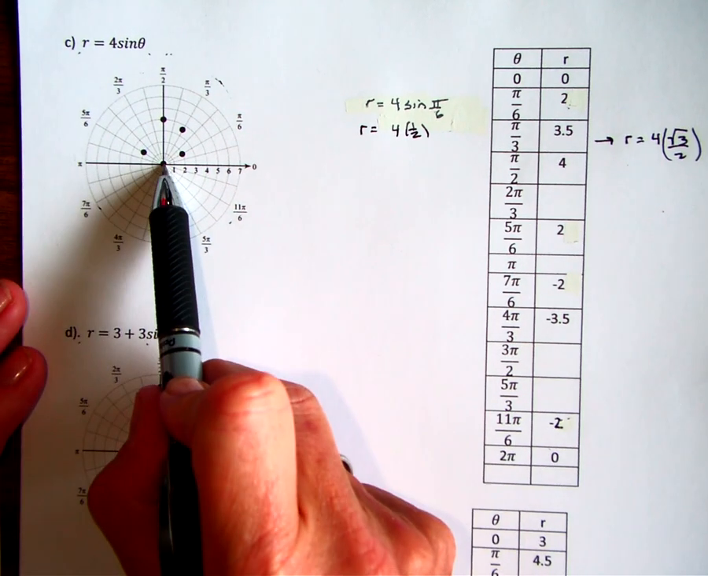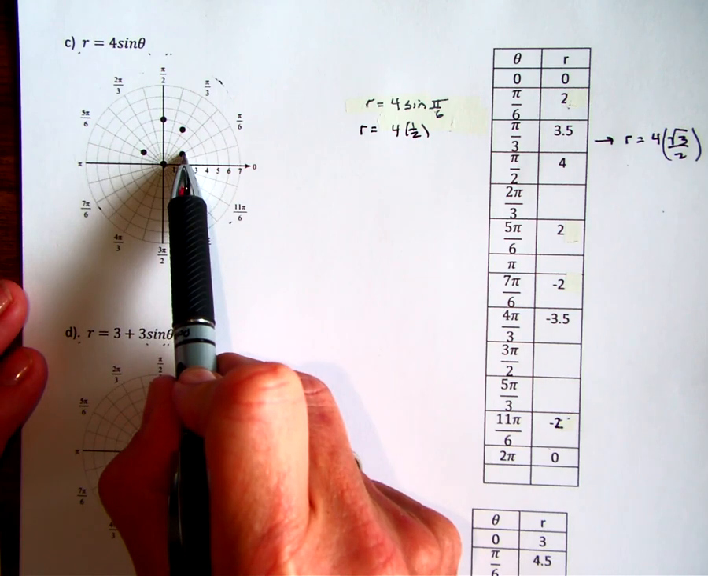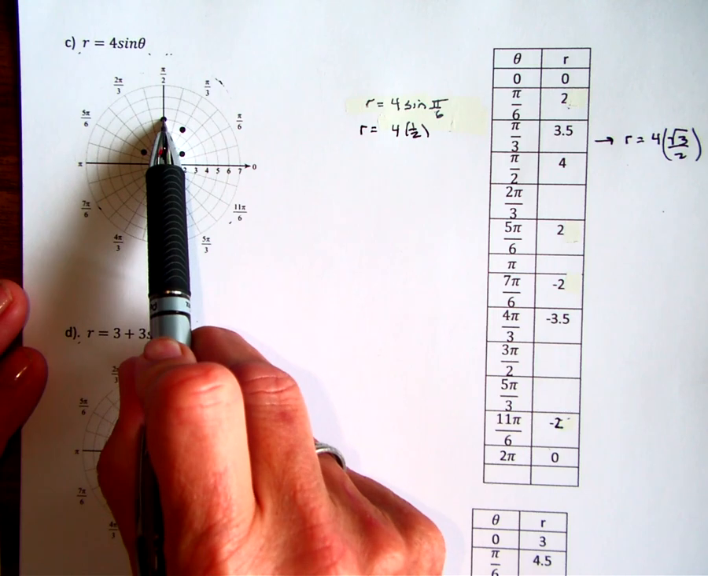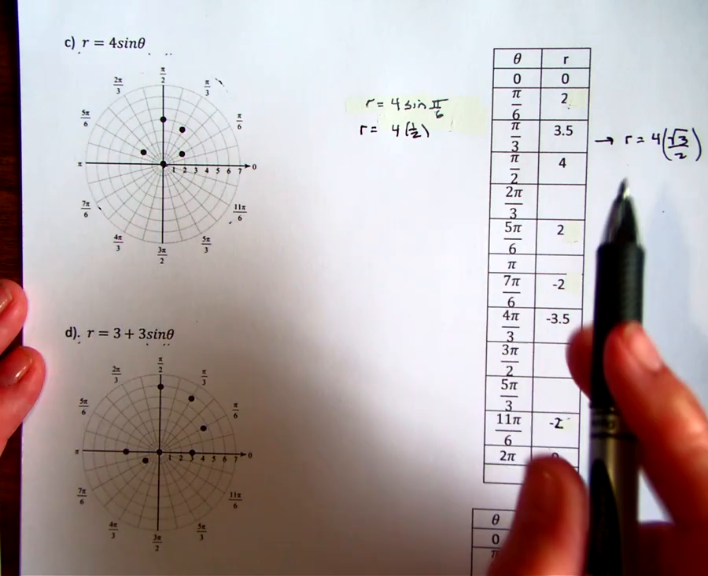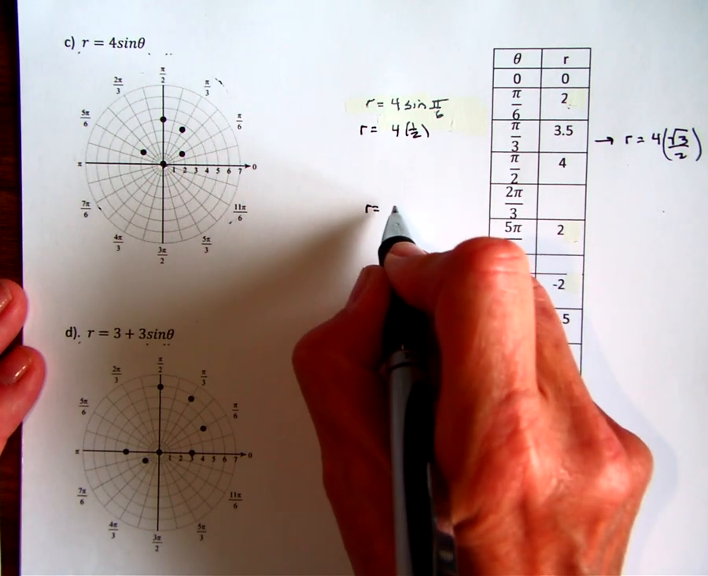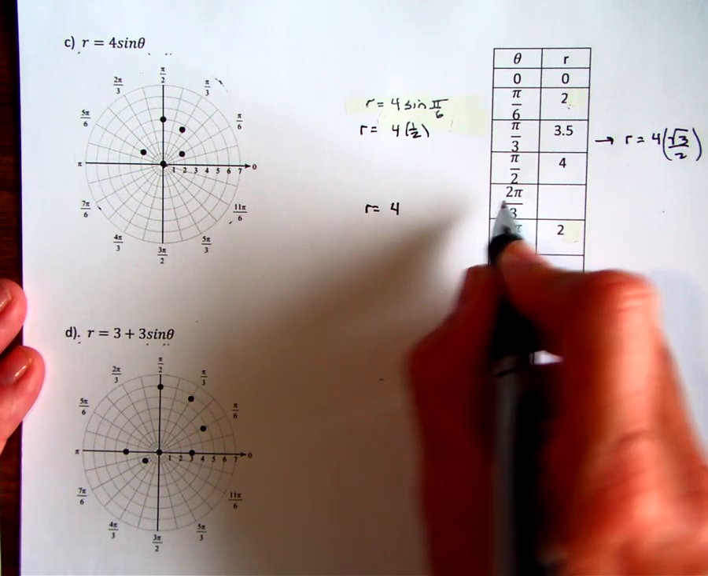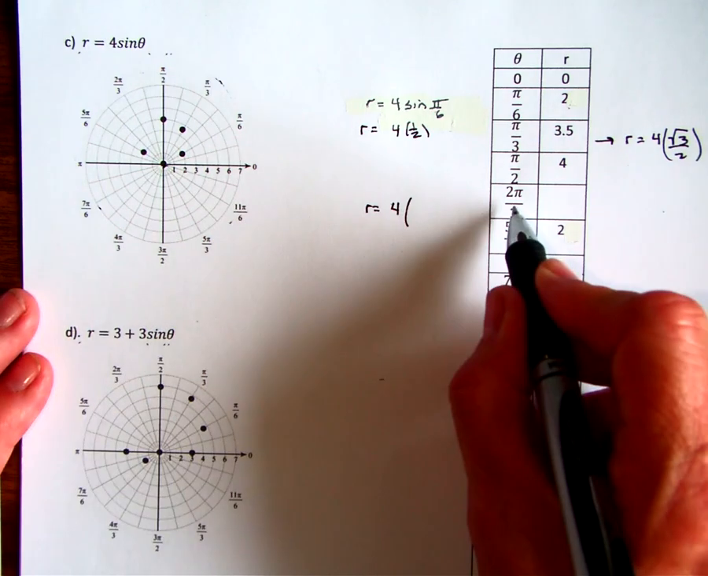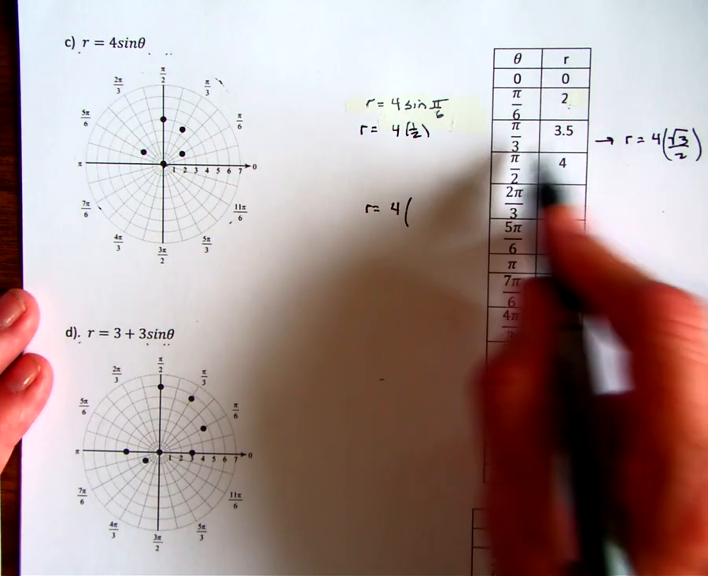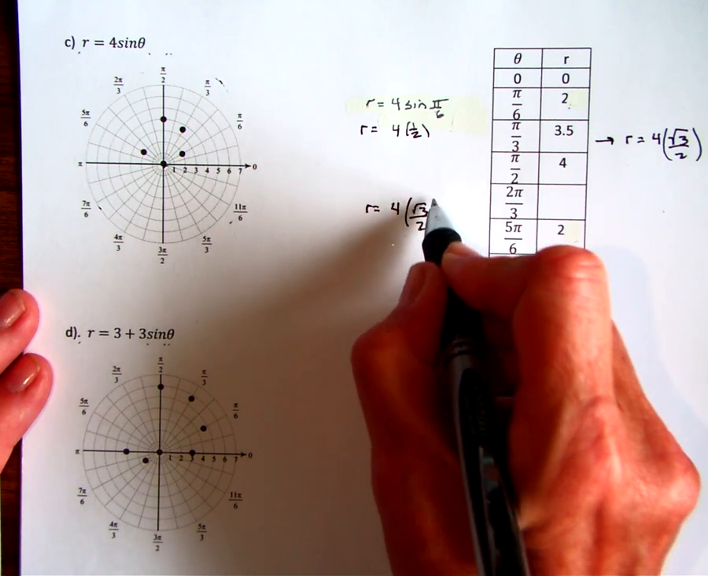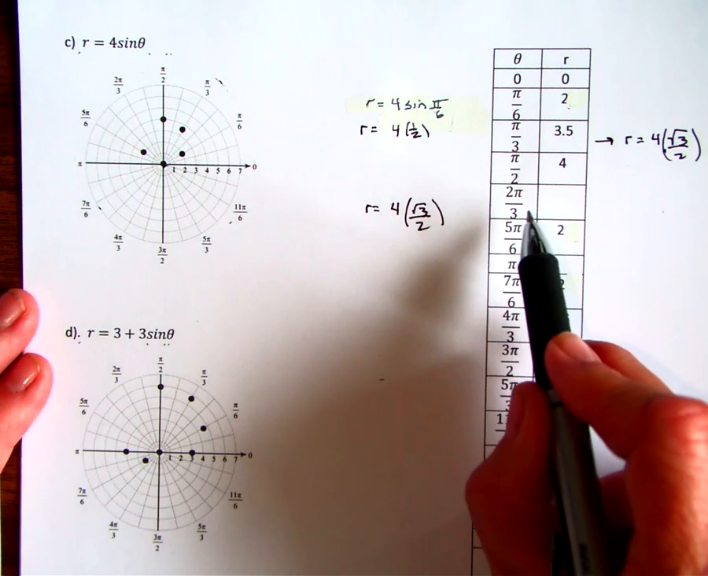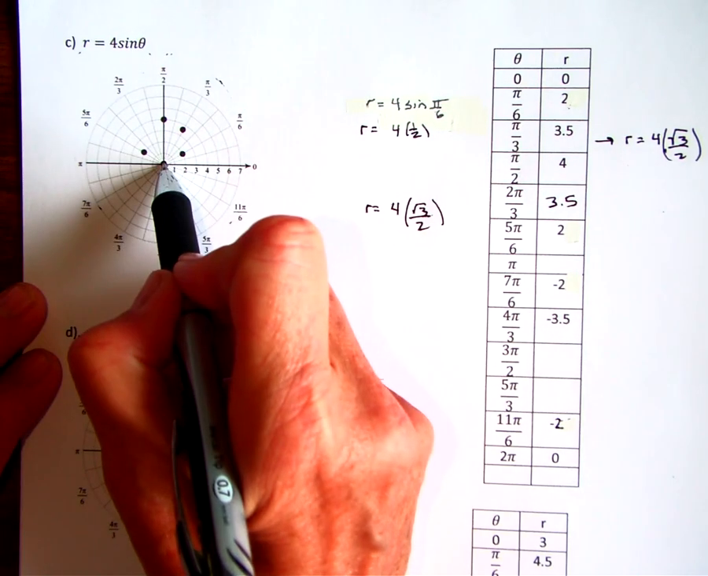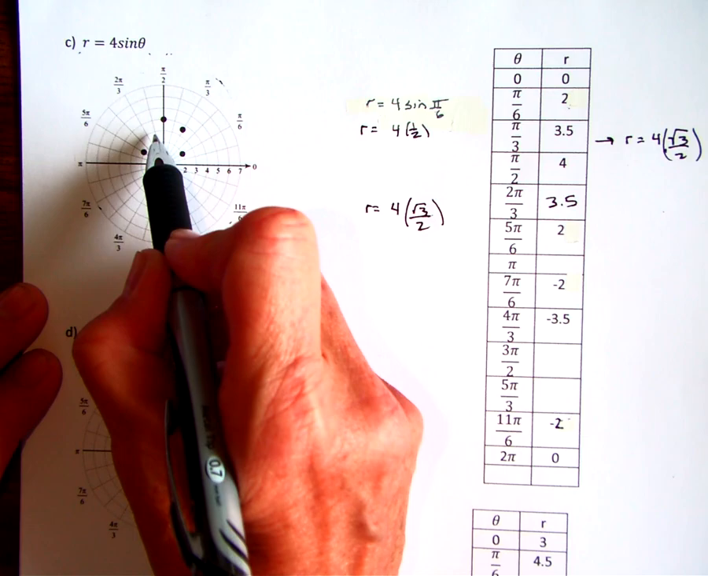So let's just see 0, 0. Pi over 6, walk out 2. Pi over 3, walk out 3.5. Pi over 2, walk out 4. So let's go get 2 pi over 3. So r is going to be 4 times the sine of 2 pi over 3. That's going to be positive. And the sine of pi over 3 is my reference angle, square root of 3 over 2. So it's the exact same answer as when I button push this, I get 3.5. So at 2 pi over 3, I'm going to walk out 3.5.